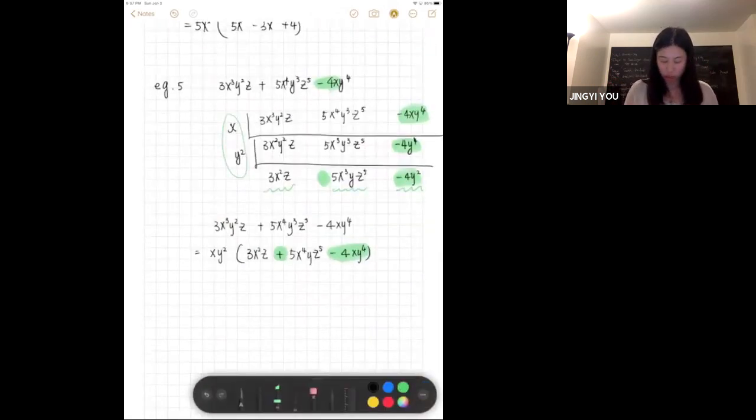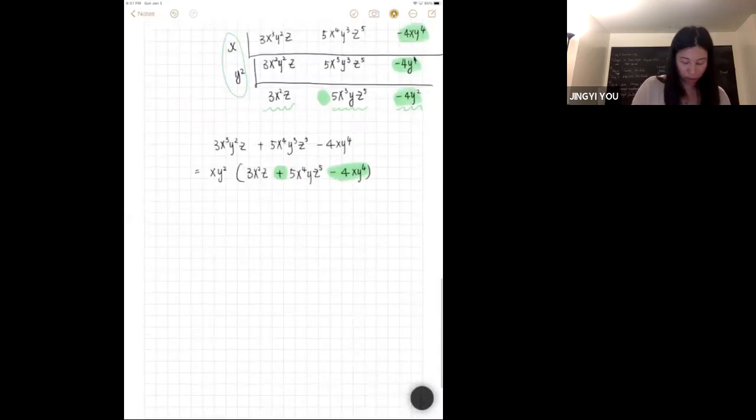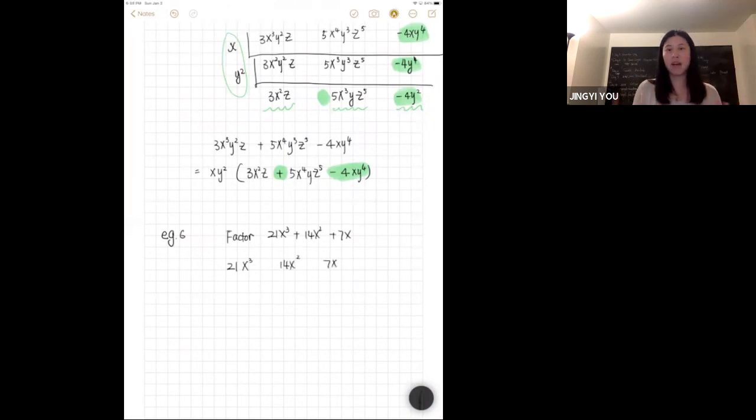So let's do another example. If I have this, I want you to factor 21x cubed plus 14x squared plus 7x. Like I say, you write down the terms that you need to factor. By now you may already be really familiar. You can see right away, hey, I can see 7x would be the common factor.